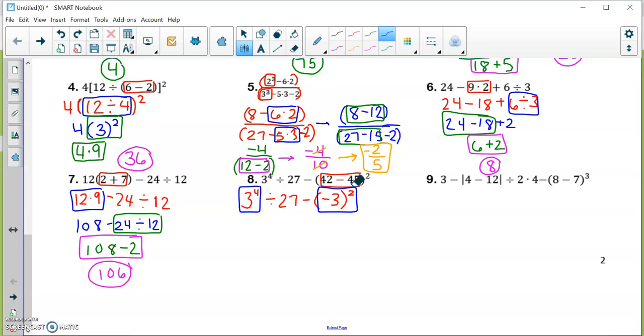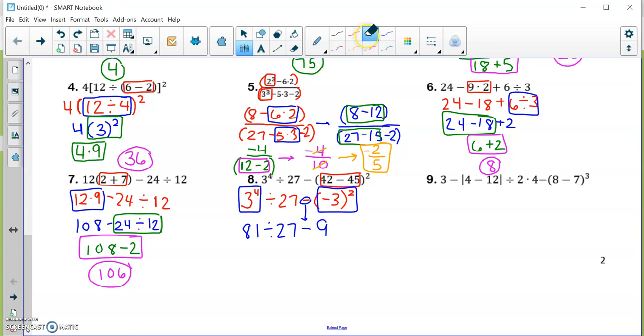Now a 3 to the 4th power is the same as a 3 times a 3 times a 3 times a 3. So that's an 81. Now we got to be very careful with the next exponent because the next one is really a negative 3 times a negative 3, which is a positive 9. But there's a minus sign on the outside of the parentheses, so that's why there's a minus sign here.